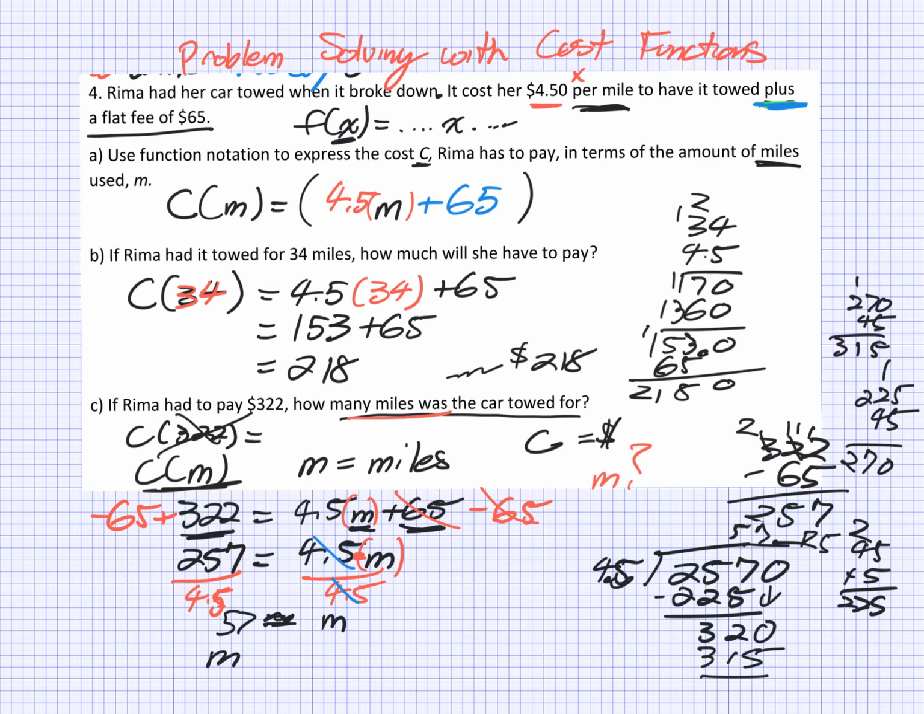So m is approximately 57 miles. I don't know how accurate they really want us to be in this question, but that's a pretty good approximation. m is approximately 57 miles. So we know that Rima had to tow this car a little over 57 miles to end up paying $322. They must have a really good distance measurer on that vehicle because they got it right down to some kind of decimal value of a mile, okay?